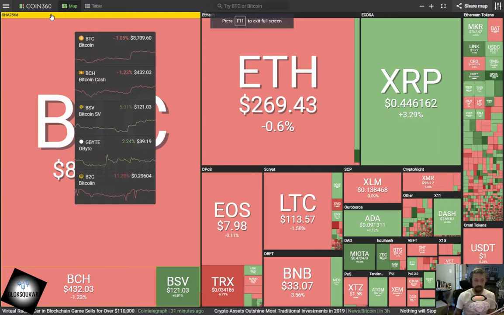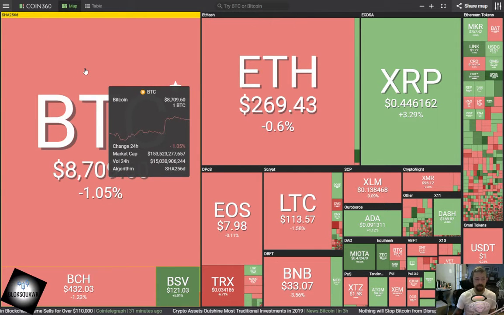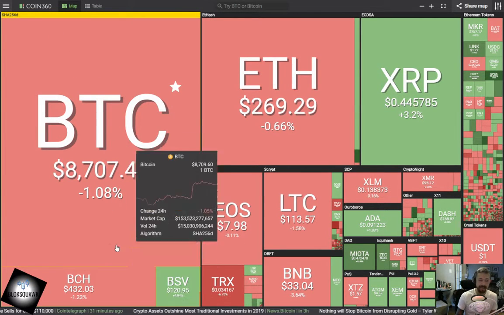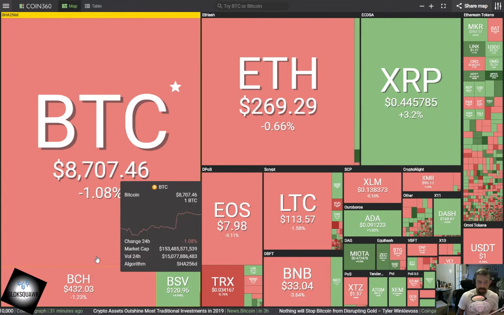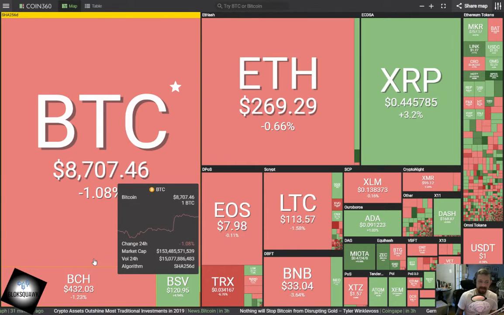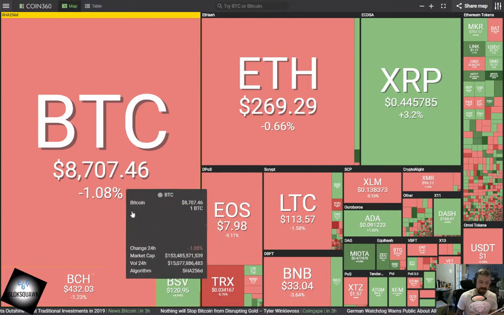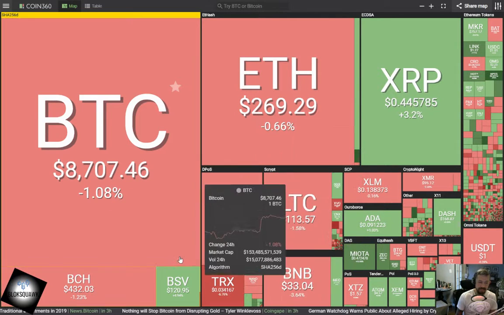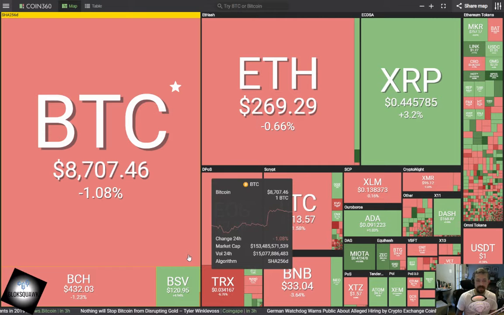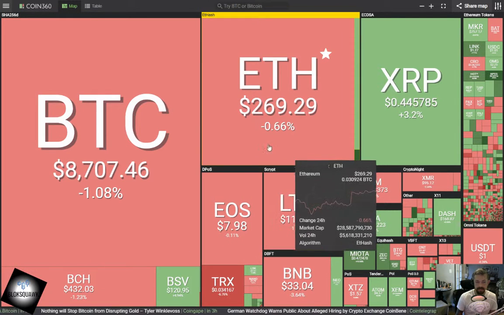All right, so we're looking at the heat map of the market over the last 24 hours, guys. Bitcoin is down just over 1% at 8,707.46. Bitcoin Cash down similarly. BSV is up at about 5%. ETH is also slightly down.